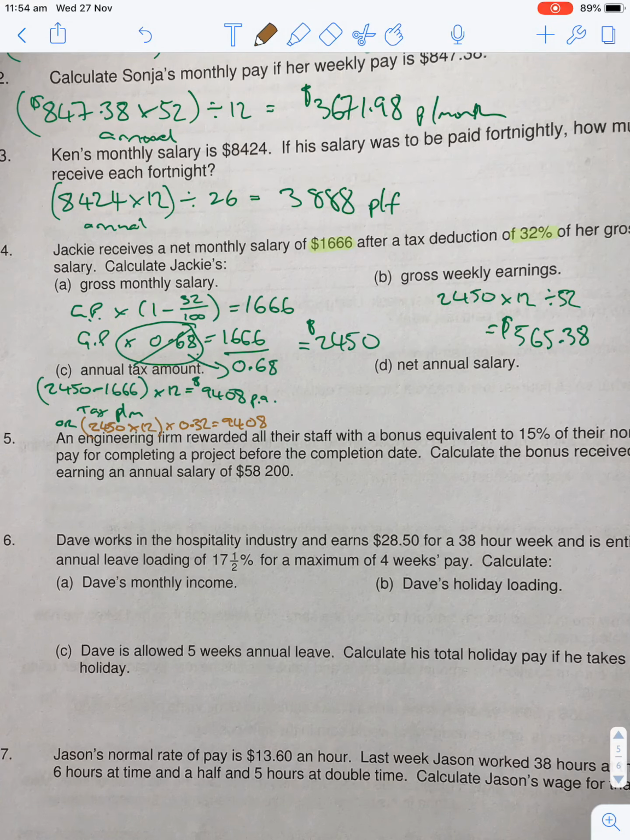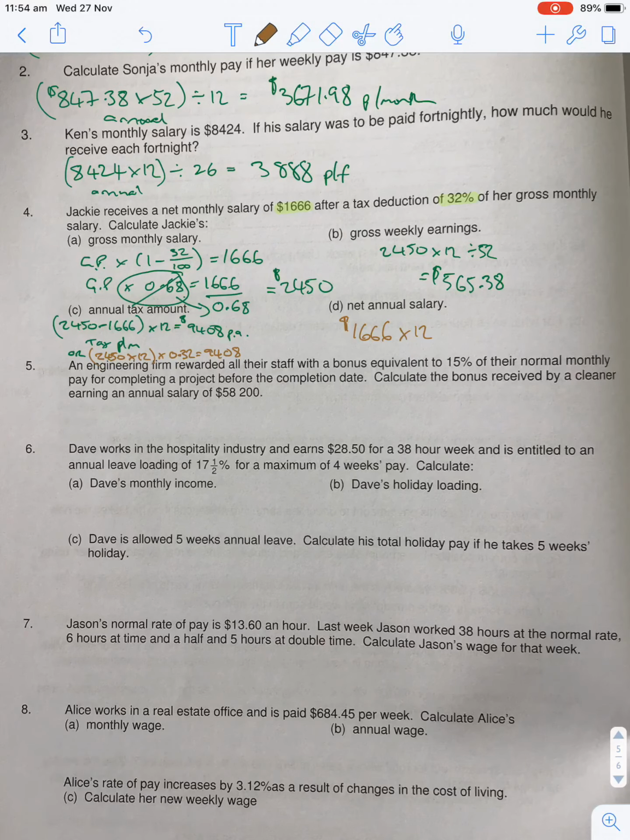Net annual salary is simple. Again, they already have told you that the net monthly earnings is 1,666. So net annual means I'm just going to multiply that by 12, and I'll leave you to do that one. Okay, I might do the rest on another video.